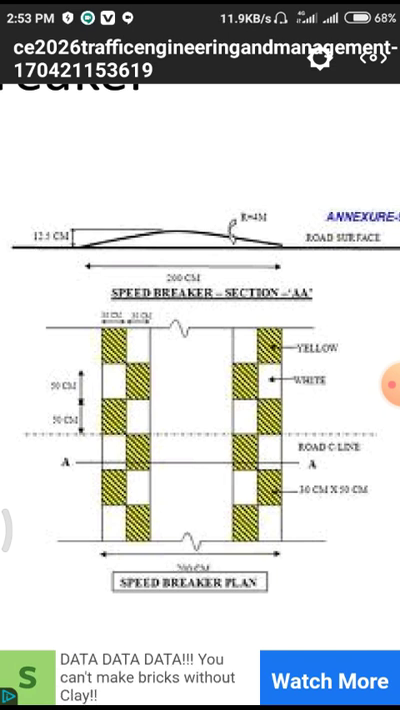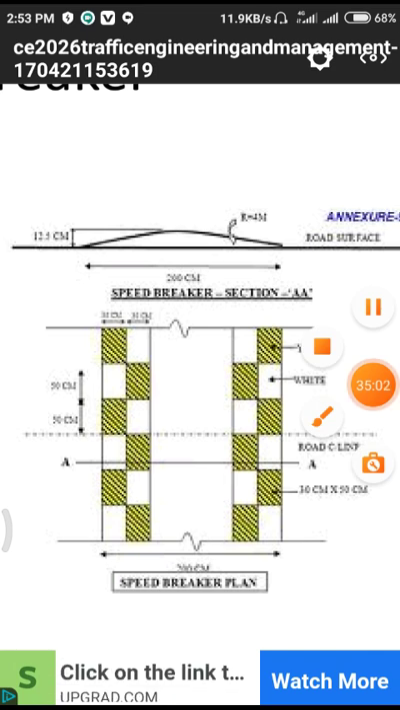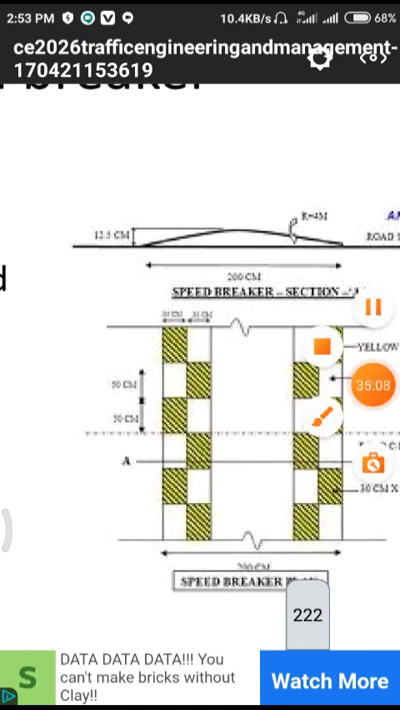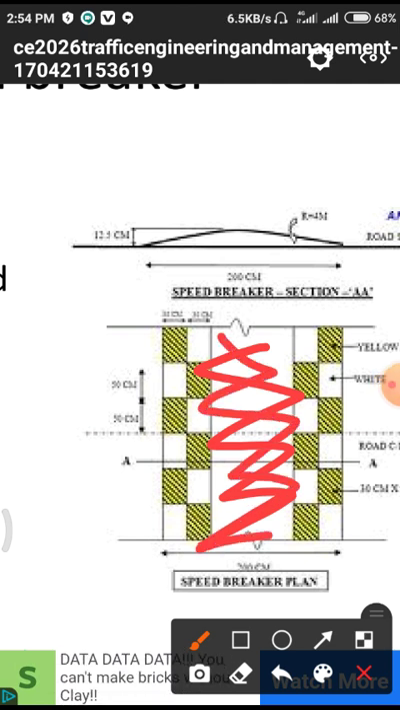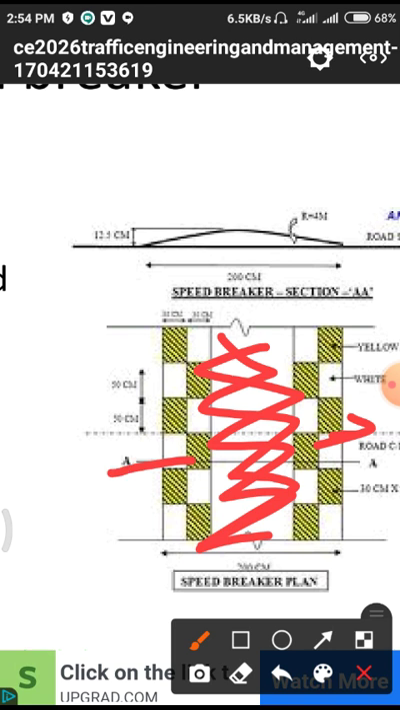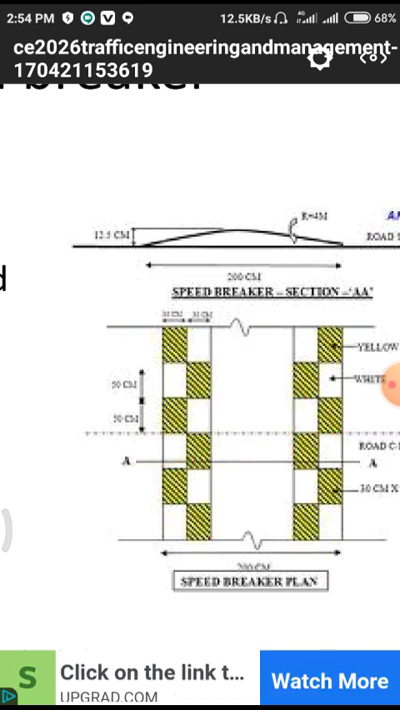This is the proper speed breaker. The all reddened portion is the speed breaker. In front of the speed breaker and in back of the speed breaker, we have some symbols to indicate that in front there is a speed breaker, so that you have to move in a slow manner and control your vehicle by decreasing your speed.